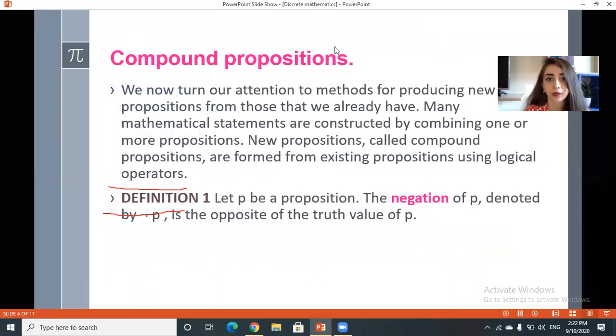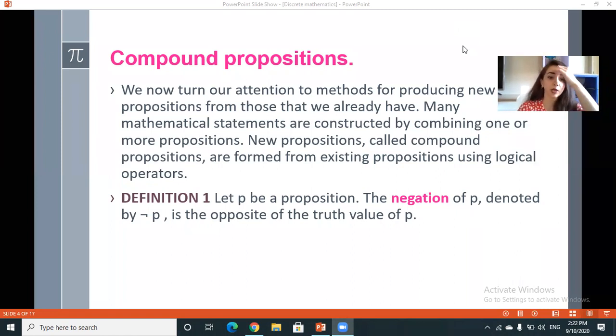Let me clear the old drawings. And again, compound statements. We now turn our attention to methods for producing new propositions from those that we already have. Many mathematical statements are constructed by combining one or more propositions. And new propositions, called compound propositions, are formed from existing propositions using logical operations. So, what are logical operations? We will learn the logical operations. Here are included negation, conjunction, disjunction, and so on. We will learn it here.